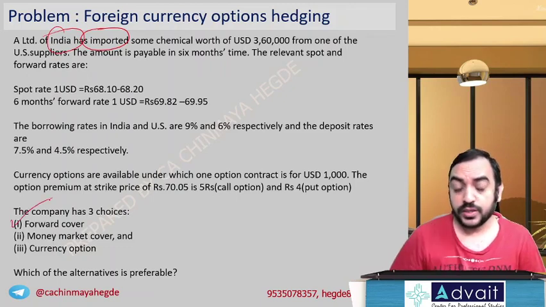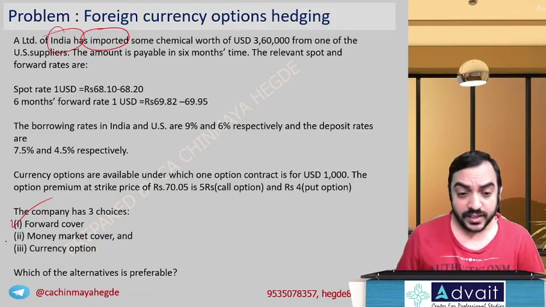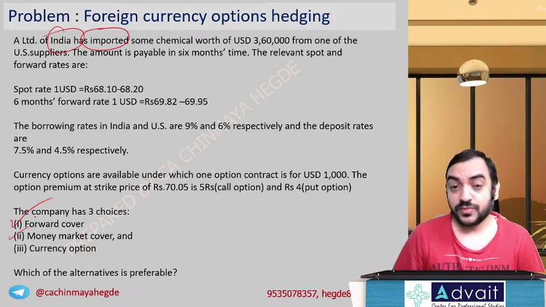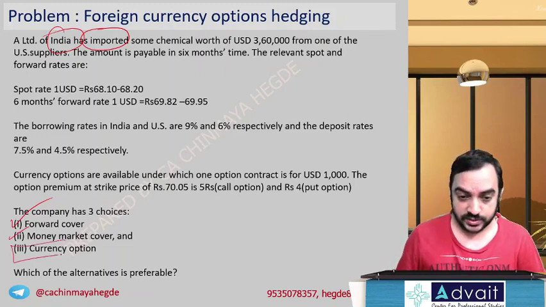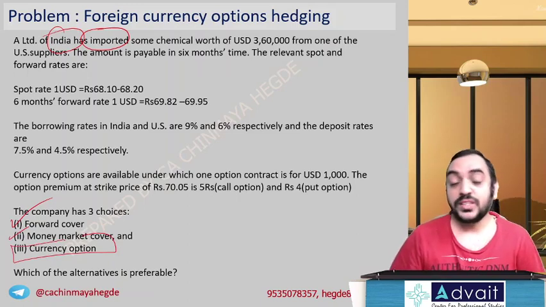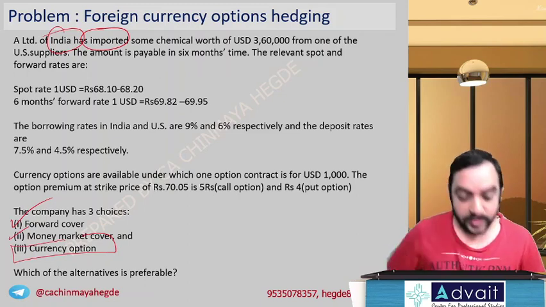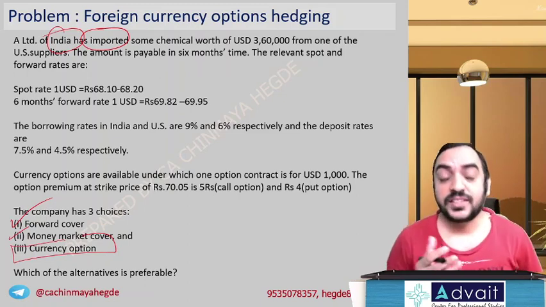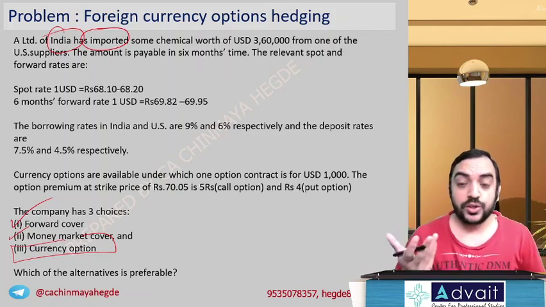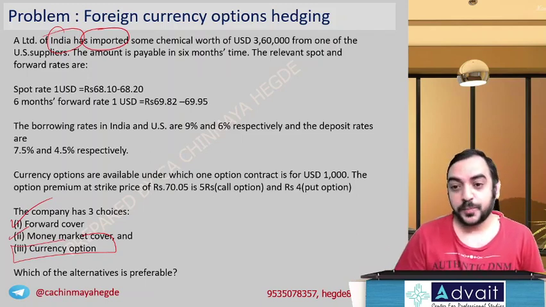Forward cover, we know that is forward hedging. We have discussed the concept of forward hedging. Money market cover, money market hedging, that concept also we discussed. Currency options. So in this case, one new thing is coming, which is option hedging. So here we're also going to discuss how options can be used for hedging purposes. So your concept of derivatives, options, also should get revised here.